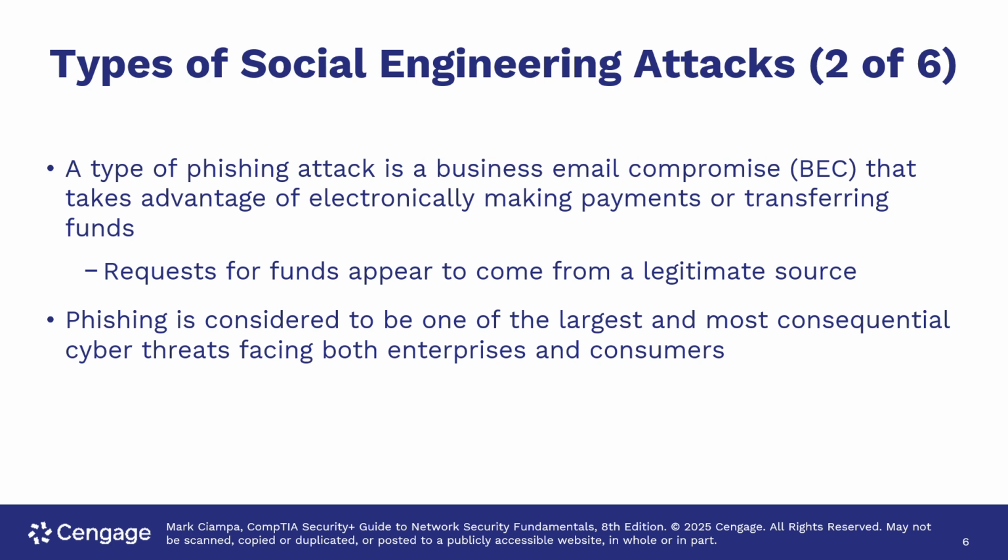A type of phishing attack is a business email compromise that takes advantage of electronically making payments or transferring funds. Later on, we'll talk a little bit about what's called ransomware. The requests for funds appear to come from that legitimate source. Phishing is considered to be one of the largest and most consequential cyber threats facing both enterprises and consumers, because with the ease of sending out bulk emails or targeting certain individuals, it's really easy for an attacker to just target them.